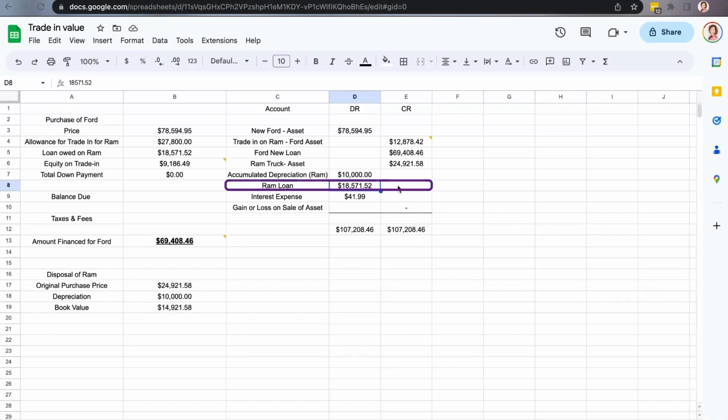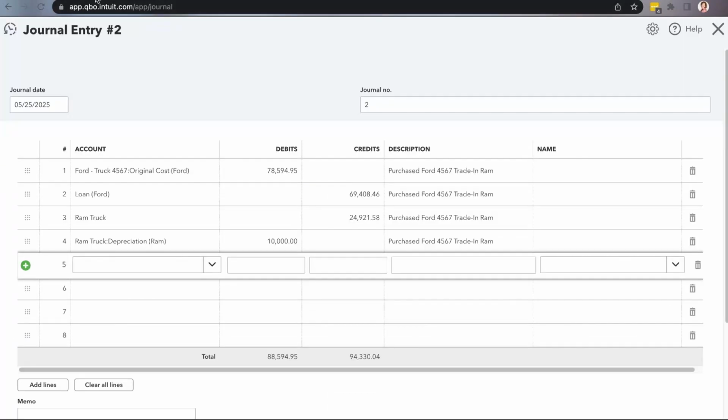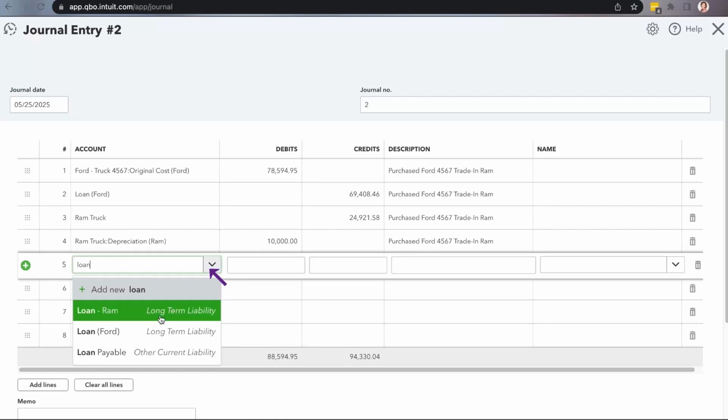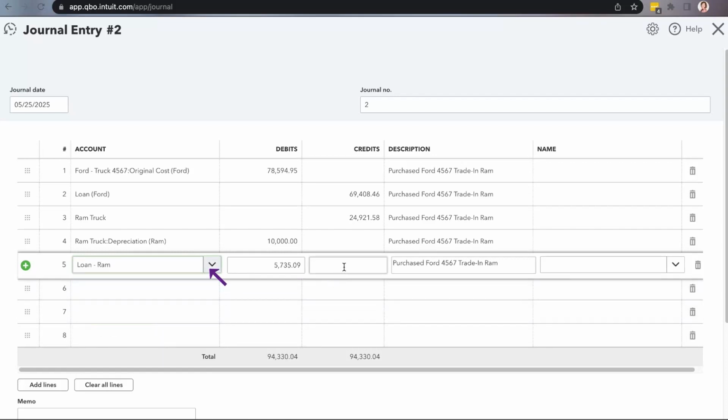The next one that we're going to do is the Ram loan. So remember, we paid the loan off. Loans increase with credits. So what are we going to do to remove it? Debit. Very good. Loan, liability, and the loan balance is $18,571.52.